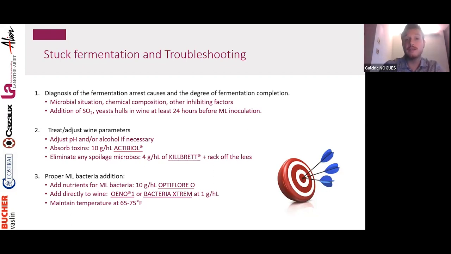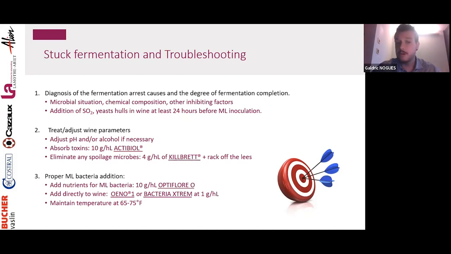You need to add yeast hulls as well, and then you rack it. The best recommendation we can have is to leave these hulls about 24 hours to make sure they settle and stick with the inhibitor fatty acids, and then you can start the malolactic fermentation after racking. Or you can reinoculate the wine if you need to restart the fermentation. Then if you need, you can treat or adjust different wine parameters.